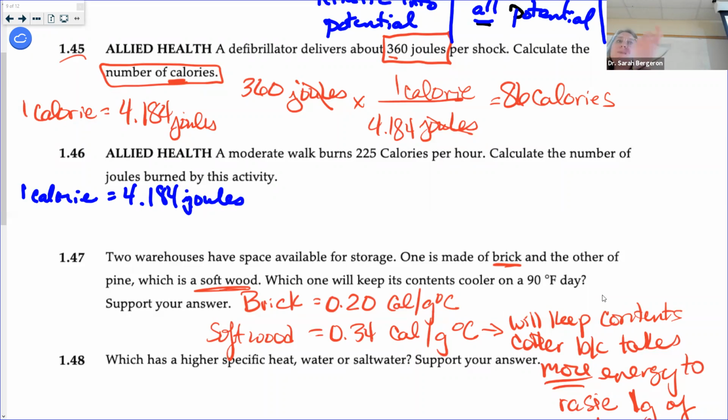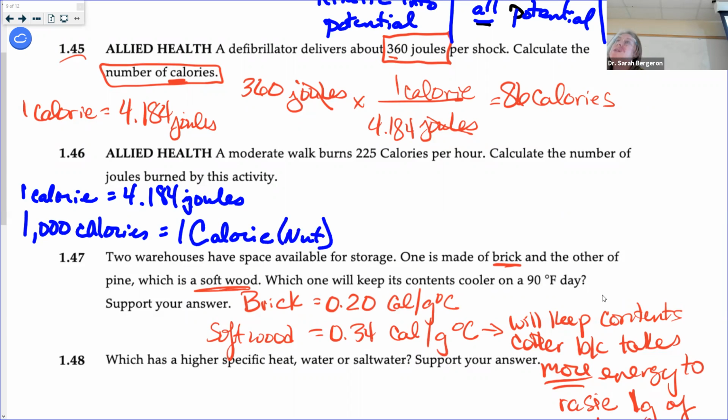But when you pick up that nutritional label and you see calories, it's not that calorie. I know it gets confusing. So 1,000 of these chemistry calories is equal to 1 nutritional big C calorie. So this is nutritional. It's big C, little c. Little c is chemistry, big C is nutrition. Why they had to do that, I don't really know, but it just is.